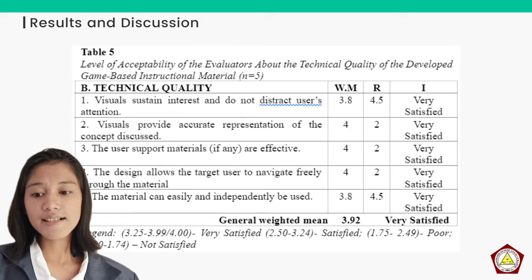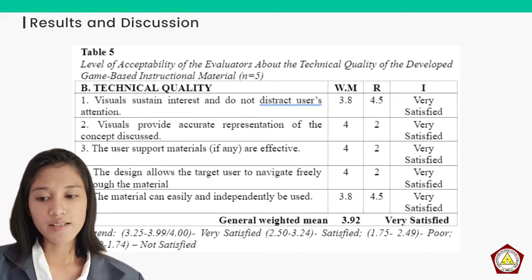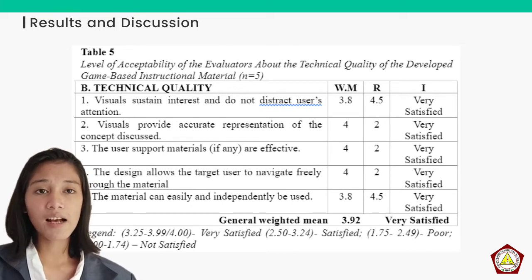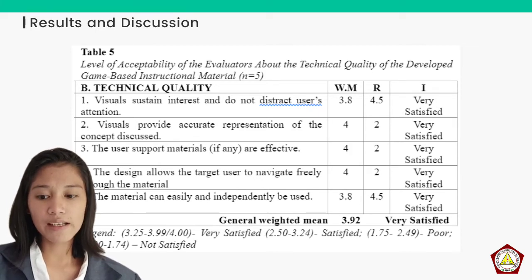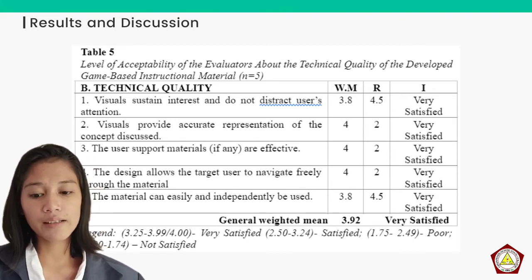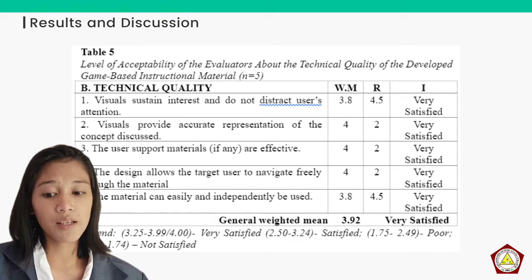The last one is the technical quality. Here are the indicators. Visuals sustain interest. Visuals provide accurate representation. The user support materials are effective. The design allows the target user to navigate freely through the material, and the material can easily and independently be used. As you can see, they are all very satisfied, and the general weighted mean is 3.92, which is also very satisfied.